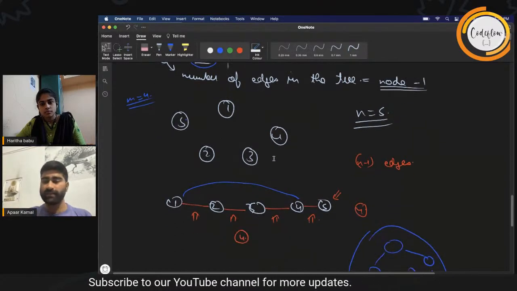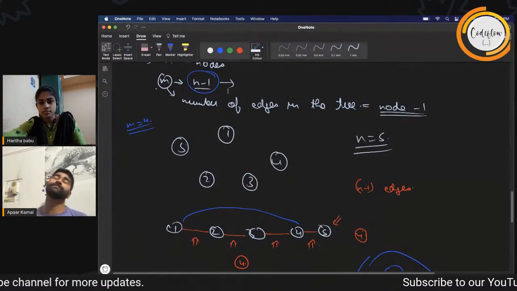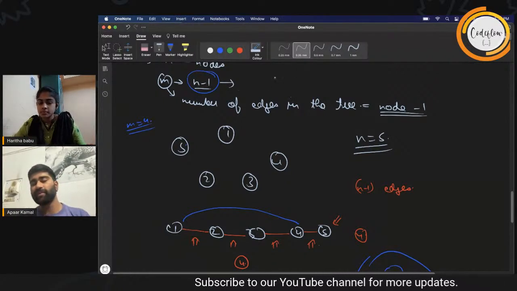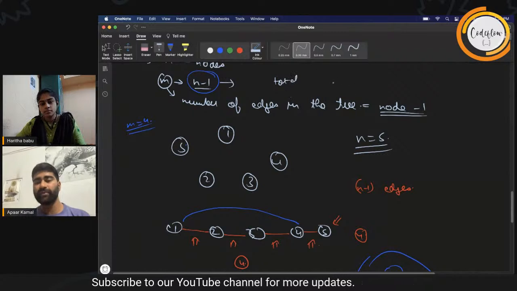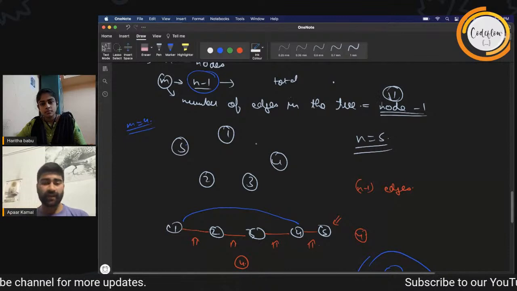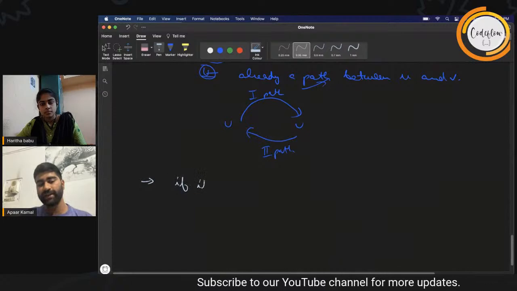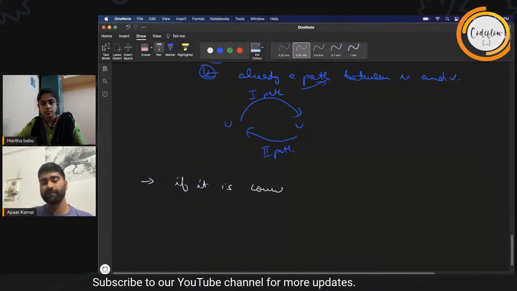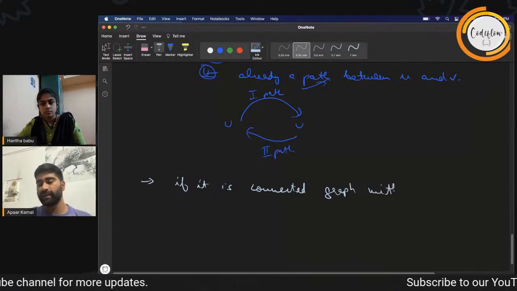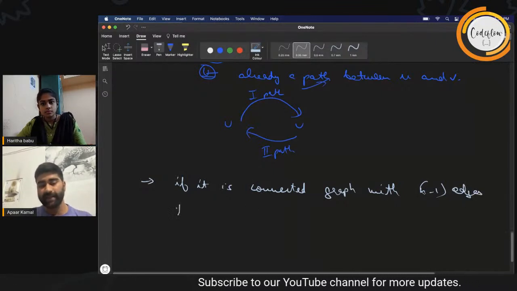Cool. So this was about the edges property, that if the total number of edges is equal to n minus 1, then it will be a tree. So if it is a connected graph, let's write the second definition here. If it is a connected graph with n minus 1 edges, then it is a tree.